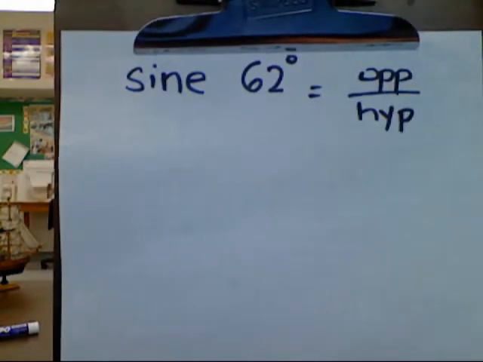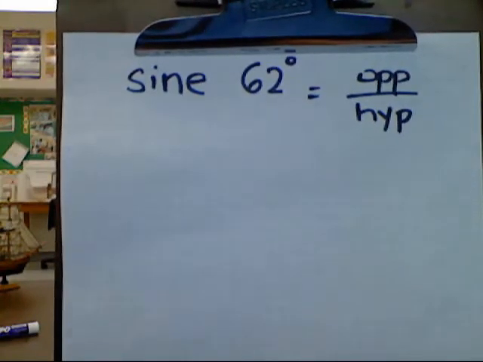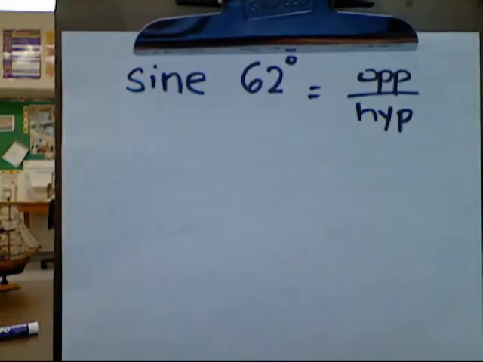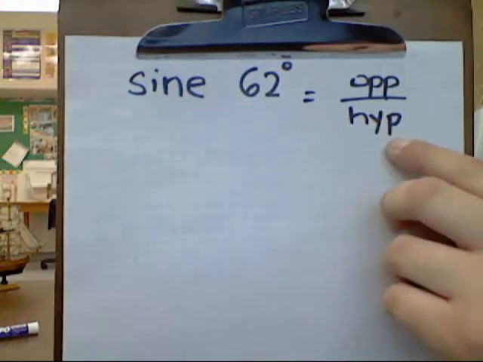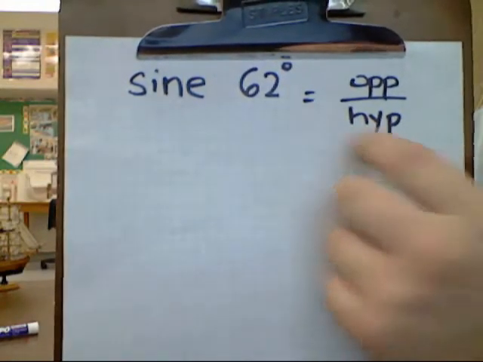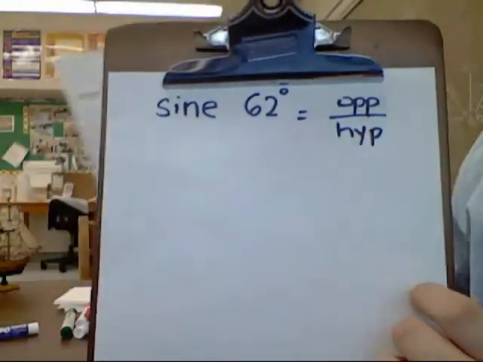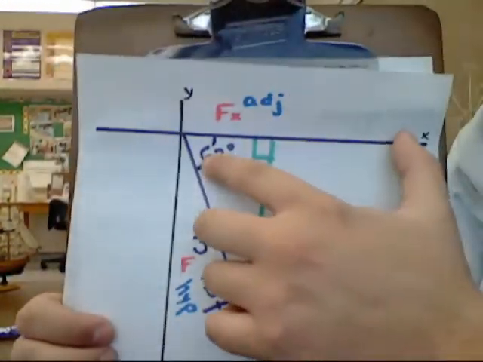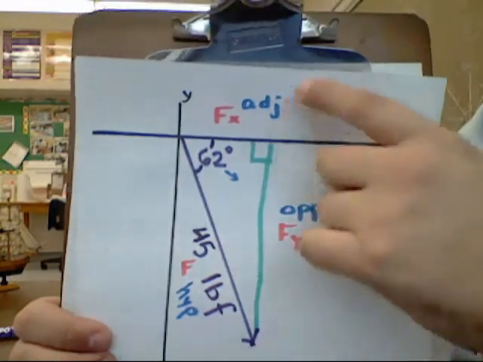To figure out the x and y components, I will eventually need to use both sine and cosine. So to begin with, I remind myself of the definition of sine. The sine of 62 degrees equals opposite over hypotenuse. That's just the definition of the ratio sine. 62 degrees, incidentally, just comes from the triangle. It is the marked angle that we have right here. Now let's find our opposite and our hypotenuse.